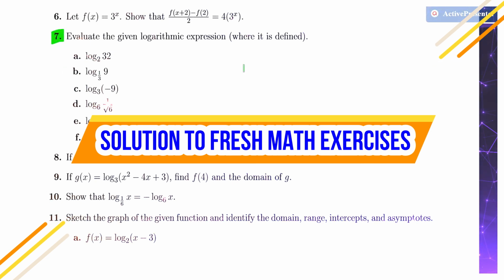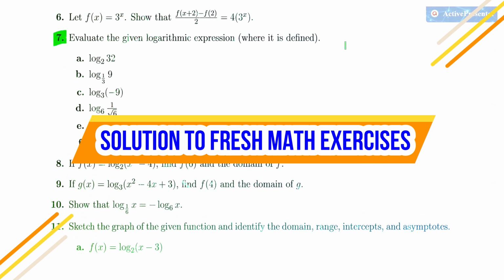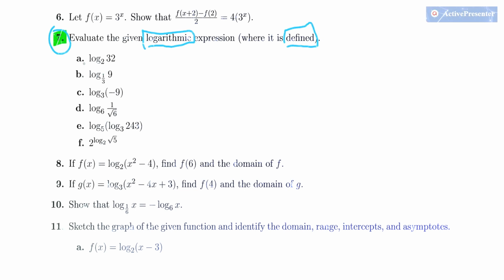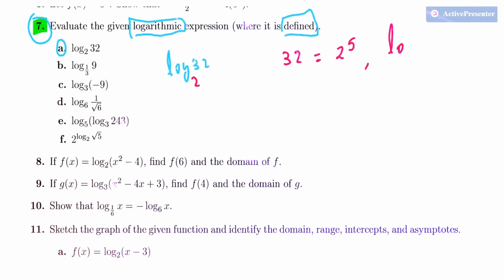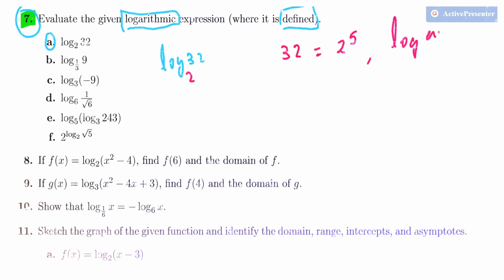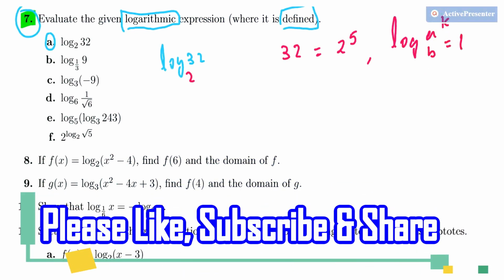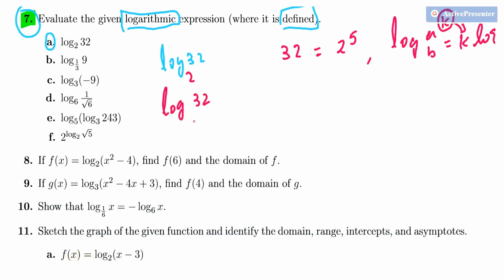In this video, we will see some problems from exercise 3.5 of freshman mathematics. Question number A says the logarithm of 32 to the base 2. So we know that 32 is 2 to the power of 5, and by using the logarithm rule, logarithm of a to the power of k to the base b can be written as k times logarithm of a to the base b.